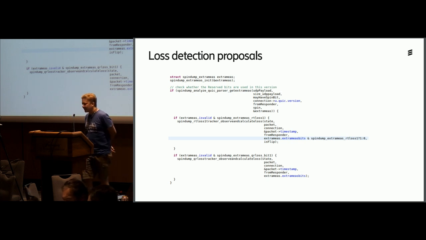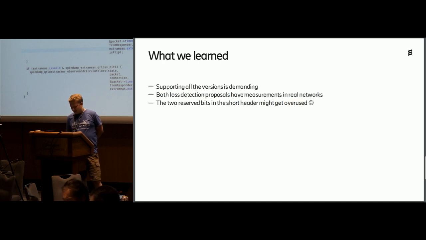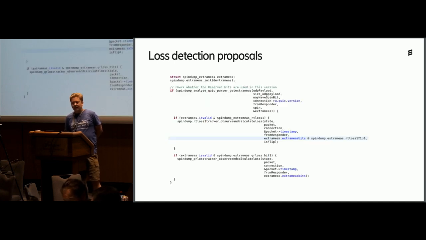Some of the loss detection proposals that got implemented include one that is based on these QR bits, which will be presented at MAPRG. So we have that implemented. And we also have the round-trip loss measurements as well. So we have a bunch of proposals in there.